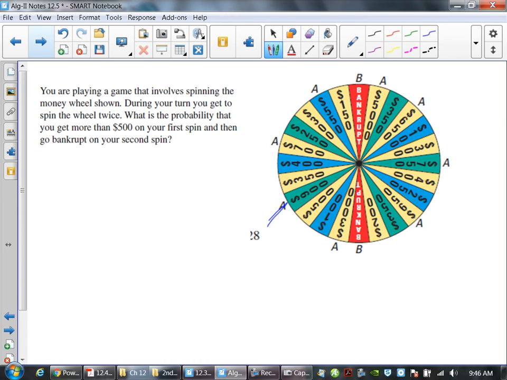Hey! So if I'm looking at, I didn't see it. It was spinning too fast. The probability you get more than $500 in your first spin and then go bankrupt in your second. Basically, you have to just count all the possibles that are there.